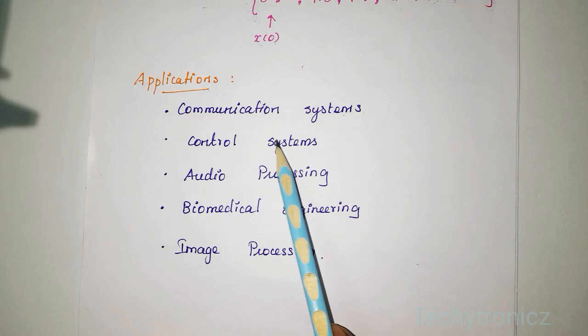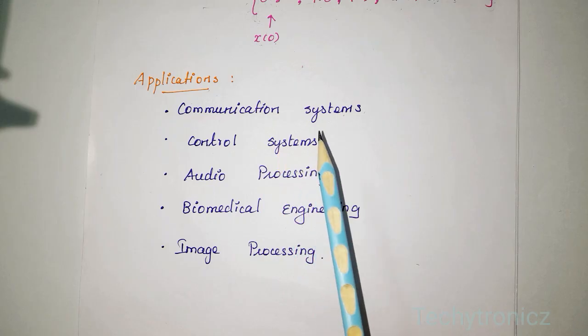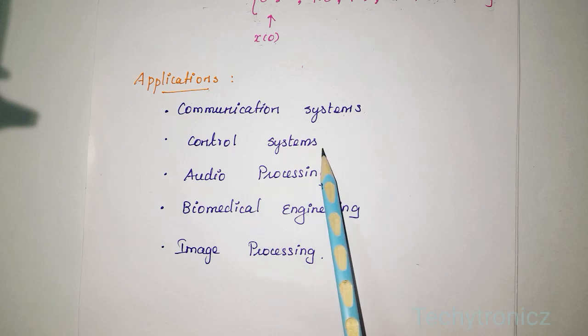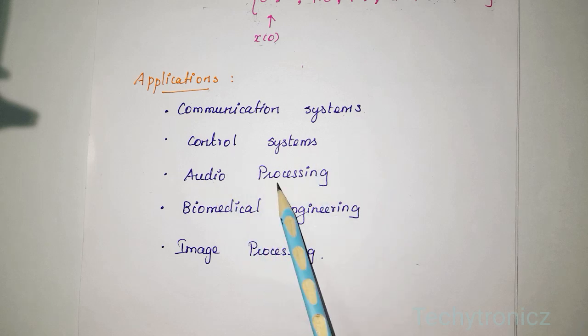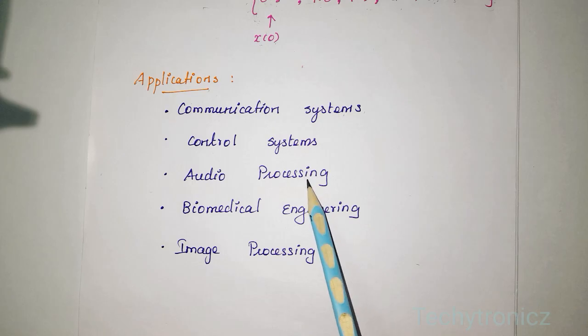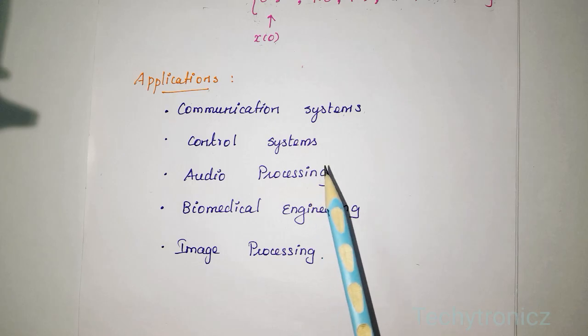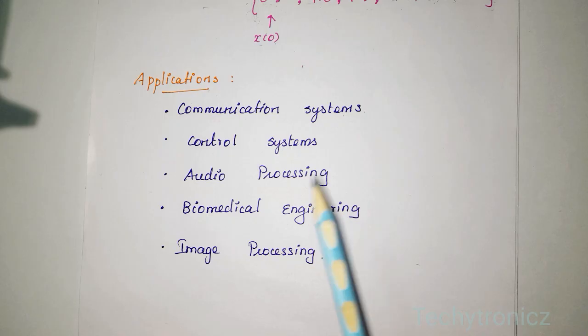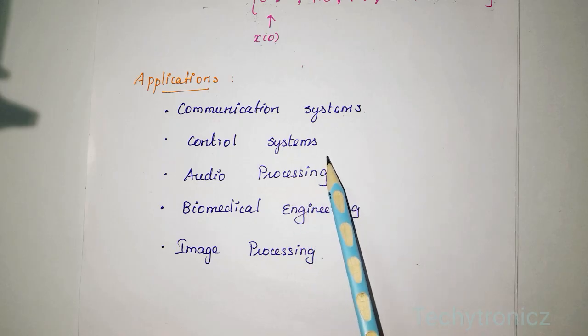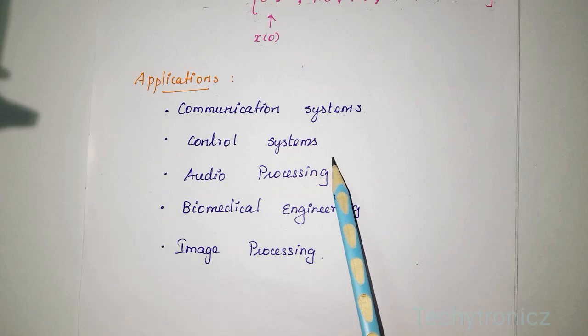Machines and robots use sensor signals to adjust their movement, speed or performance automatically. For that we use signals in control systems. Then audio processing. In audio devices like music players and hearing aids, audio signals are processed to improve clarity, remove noise or recognize speech. For that we use signals in audio processing.